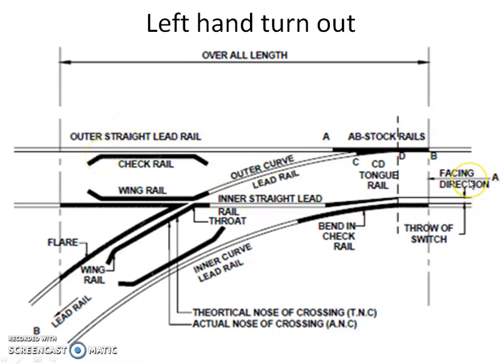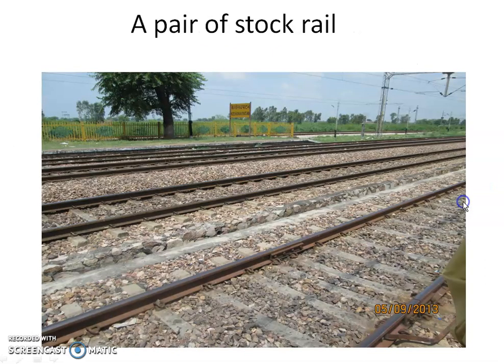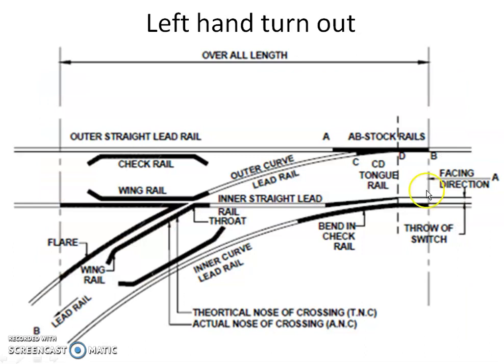The train is moving in this direction. This is the facing direction. This is the change in direction. Instead of going in a straight path, it is changing direction in this turning. This junction place we'll call the throw off switch. The gap between these two rails is called the throw off switch, and the joining place we'll call the tongue rail.